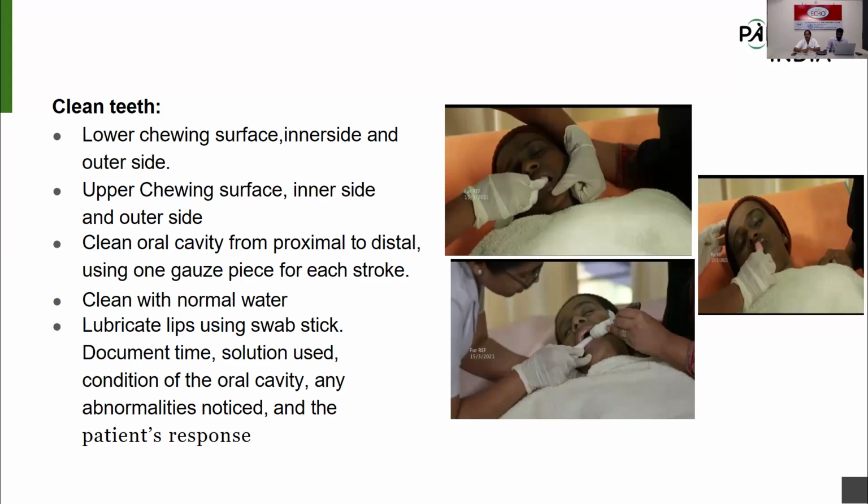So whenever you are asked about oral care, I know you will say the procedure and all, but you have to remember the technique. So how is the technique? Lower chewing surface, inner side, outer side. Upper chewing surface, inner side and outer side. Got it?